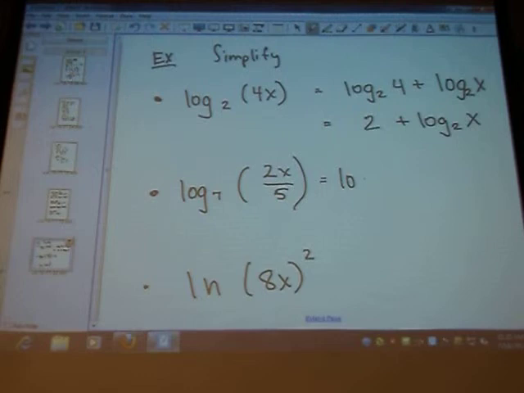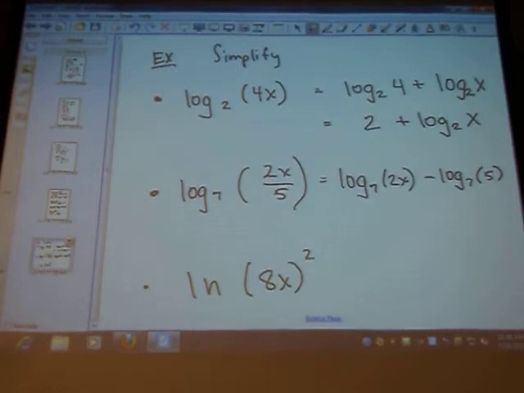Log base 7 of 2x minus log base 7 of 5. So those need to go in parentheses. It's kind of a toss up there. It's safe to put them in parentheses. Usually it doesn't care. Sometimes you'll see them put stuff in parentheses like that, sometimes not. Usually if I've got more than one thing in there, I'll put them in parentheses.